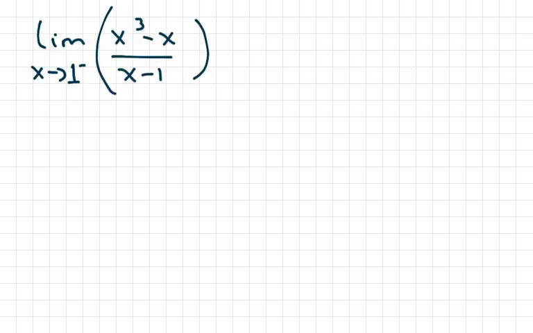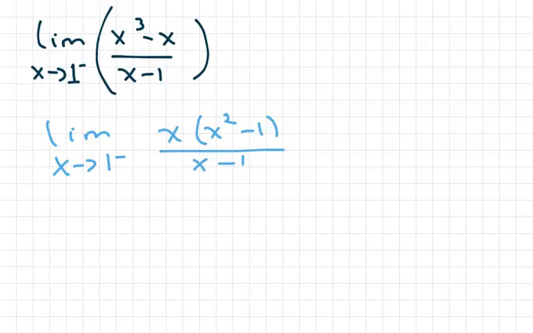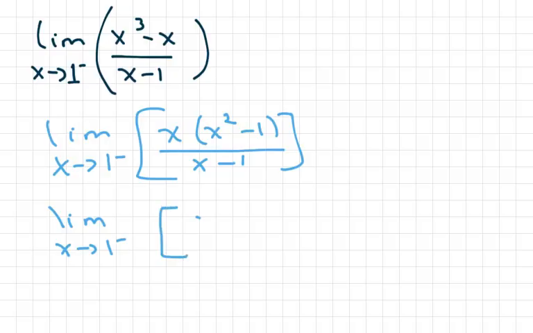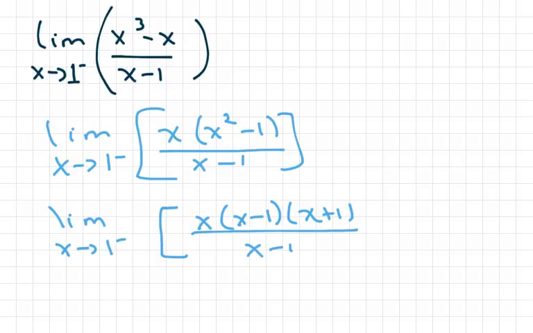The next one, again, we're going to just factor a little bit. And I'm going to factor out x, and I get x squared minus 1 over x minus 1. I'm going to factor it further. So we're approaching from the left side. I'm using the difference of squares formula for the factoring. This cancels, and I plug in 1. I get 1 times 1 plus 1, and that's going to equal 2.